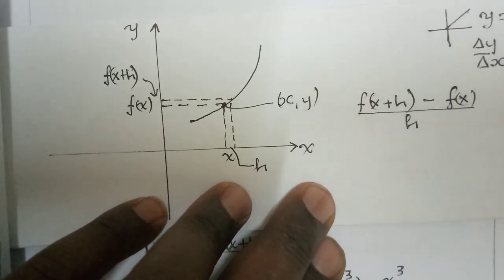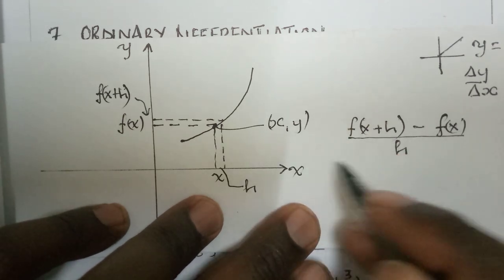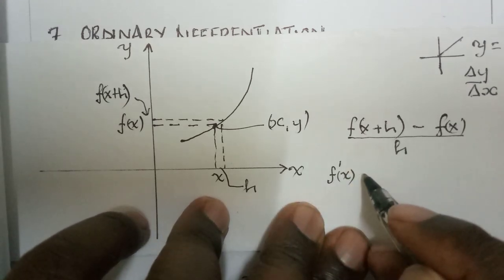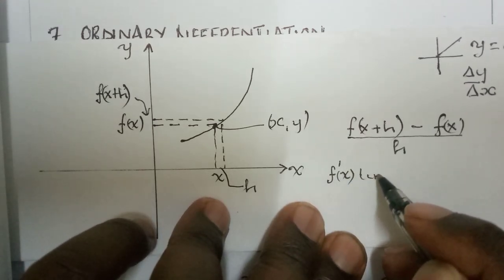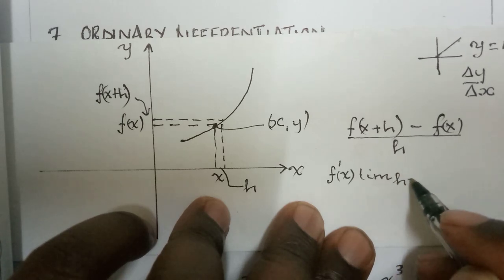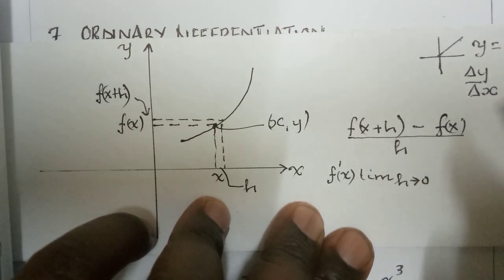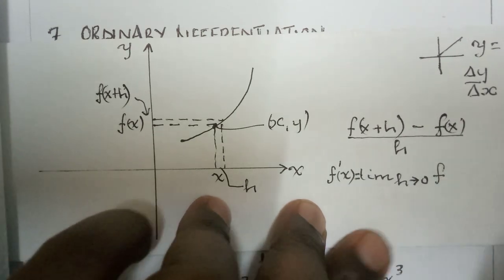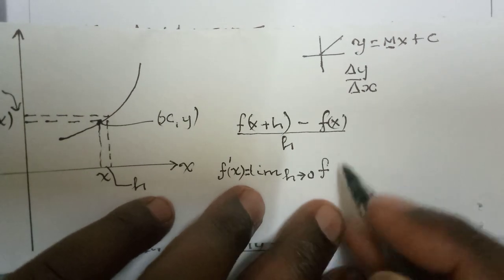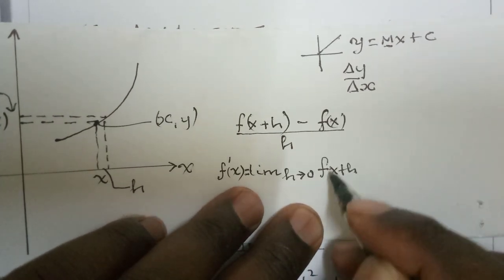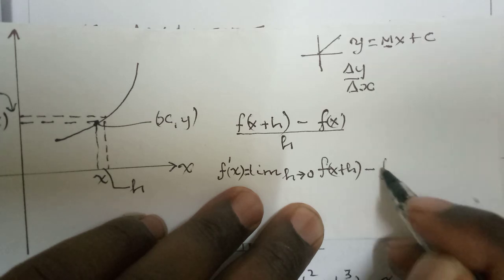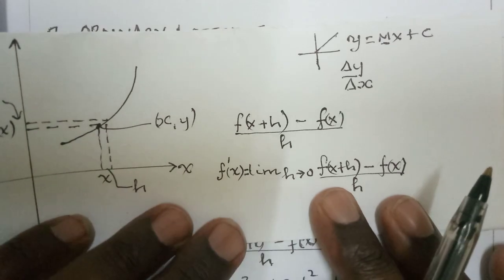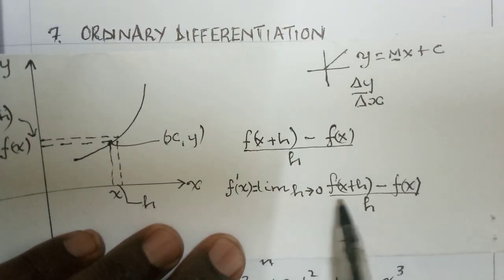So the derivative itself is defined as f prime of x equals the limit as h tends to 0 of f(x plus h) minus f(x) all over h. So this is the definition of derivative.